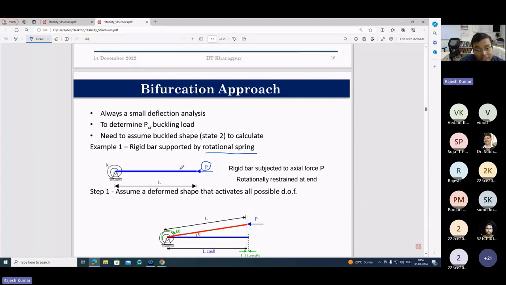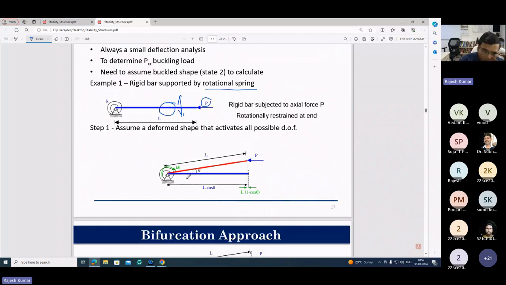Nothing will happen. The compressive load will increase, that's all. There are no deformations that will take place in these directions. Okay, so now how to find the critical loads? How to find the buckling loads?